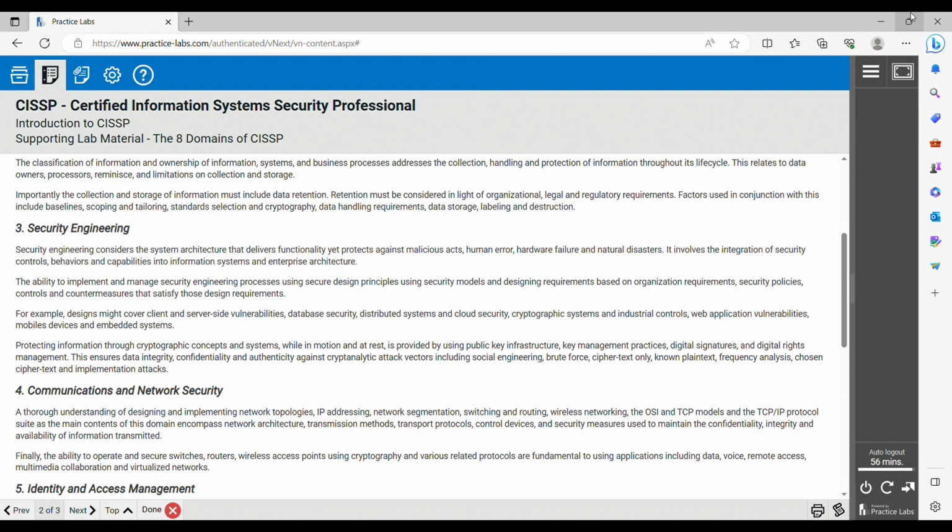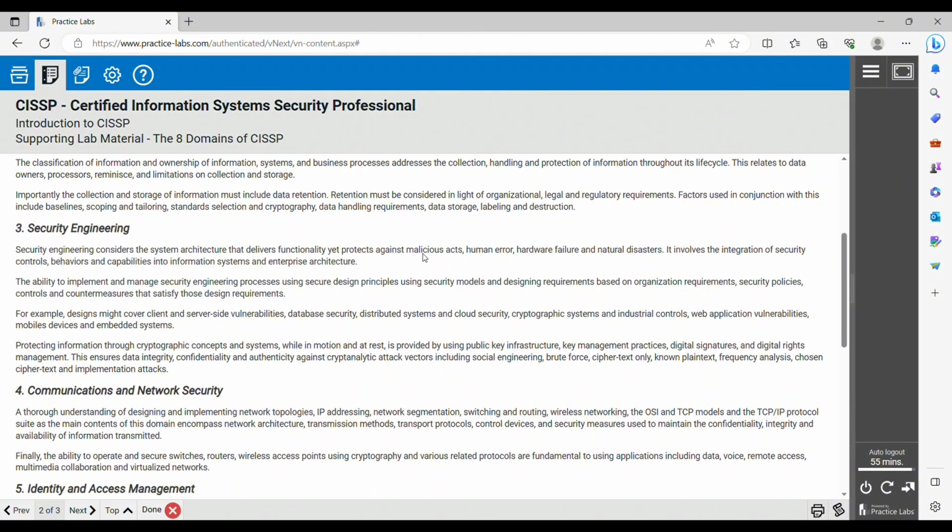It involves the integration of security controls, behaviors, and capabilities into information system and enterprise architecture. The ability to implement and manage security engineering processes using secure design principles, using security models, and designing requirements based on organization requirements, security policies, controls, and countermeasures that satisfy those design requirements.